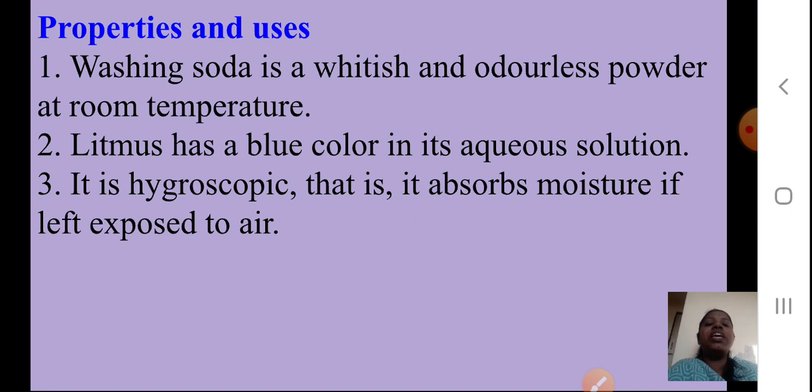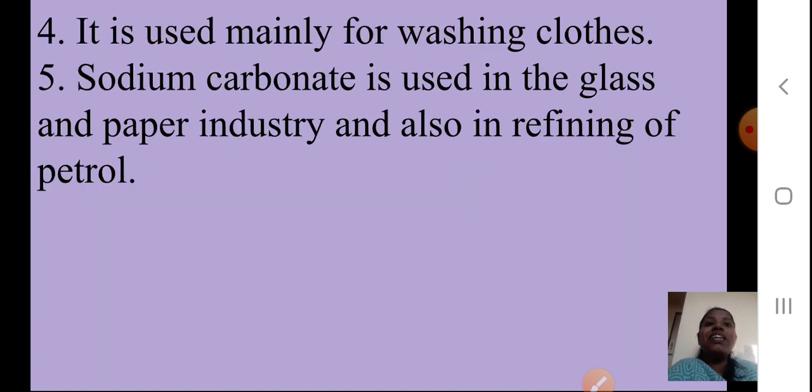Okay students, then it is used mainly for washing clothes. Sodium carbonate is used in the glass and paper industry and also in refining of petrol. So you will remember, we will always use washing soda for washing clothes, and sodium carbonate we also use in the glass and paper industry and in refining of petrol.